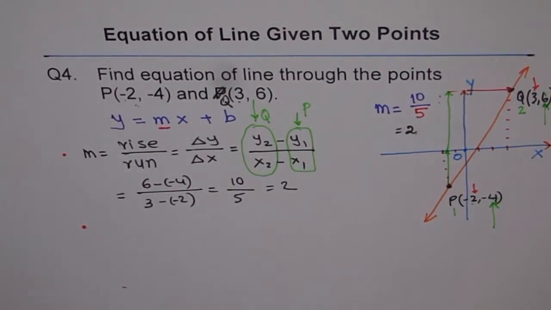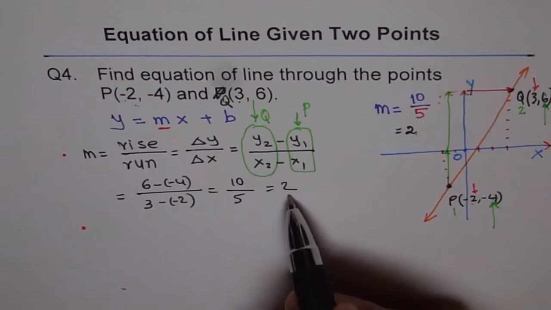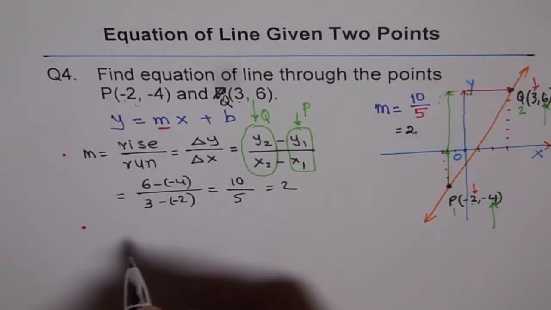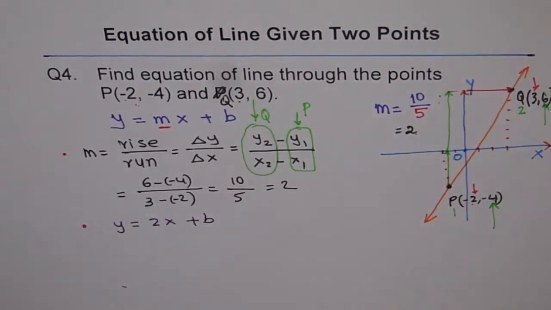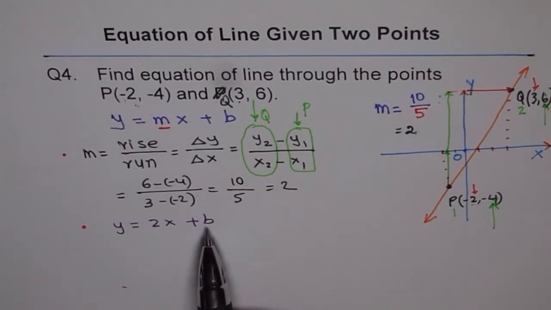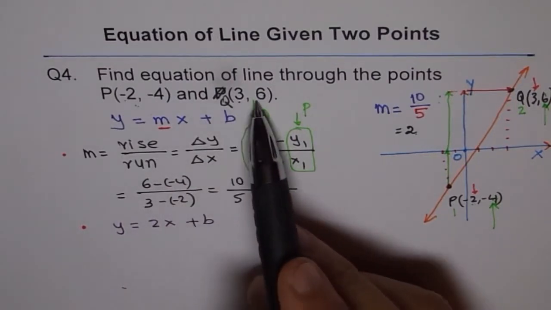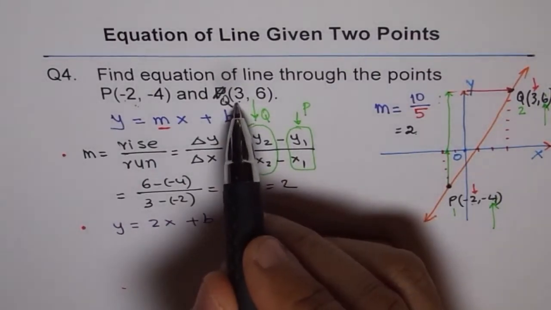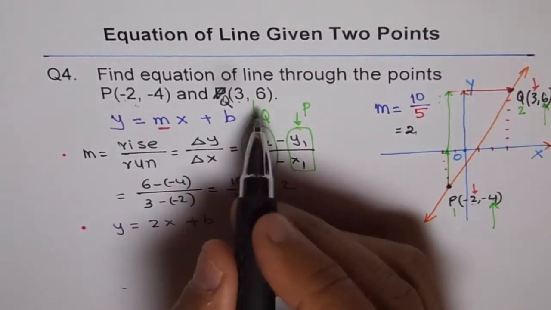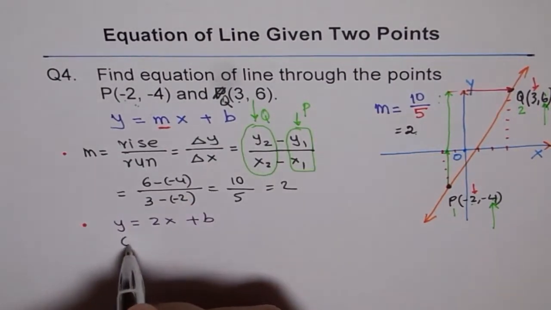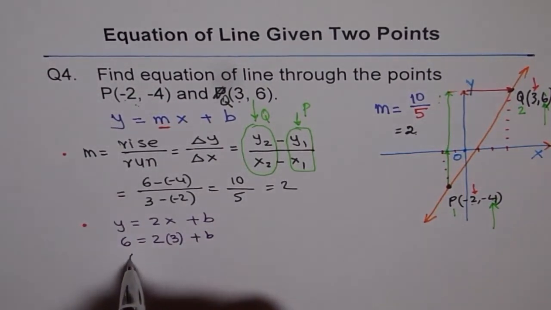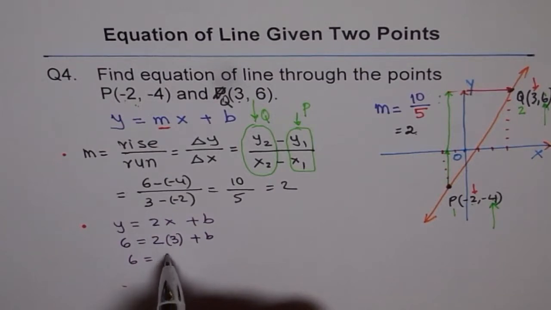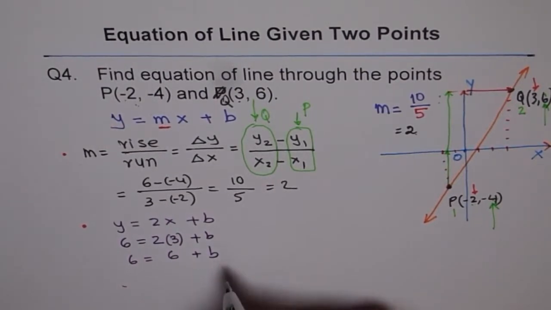To do that, we need to rewrite our equation with the known slope. Since we know the slope, we get y equals 2x plus b. So we are halfway through. We have to find b. To find b, we can use one of our points. 3, 6 could be a good point. So 3 is the x value, 6 is the y value. Let's substitute it in: 6 equals 2 times 3 for x plus b. So we get 6 equals 2 times 3, which is 6, plus b, right?